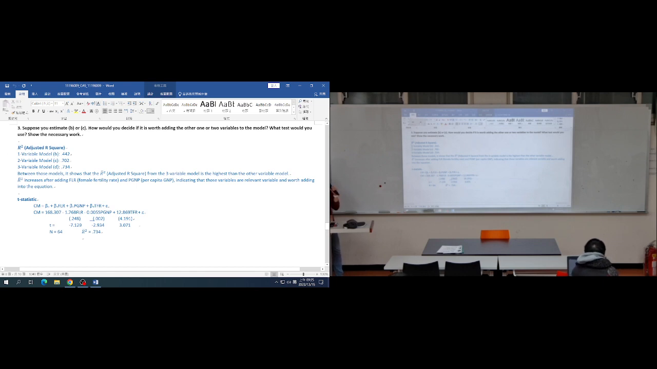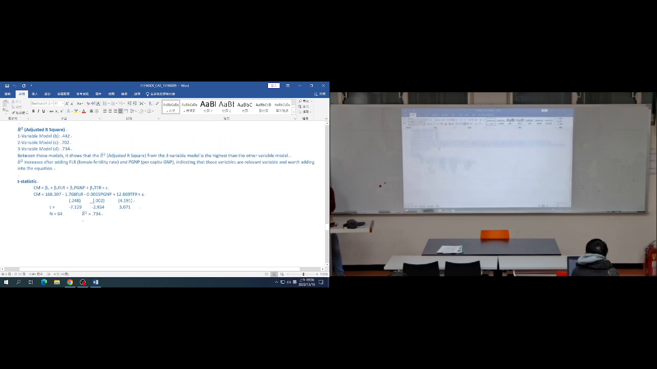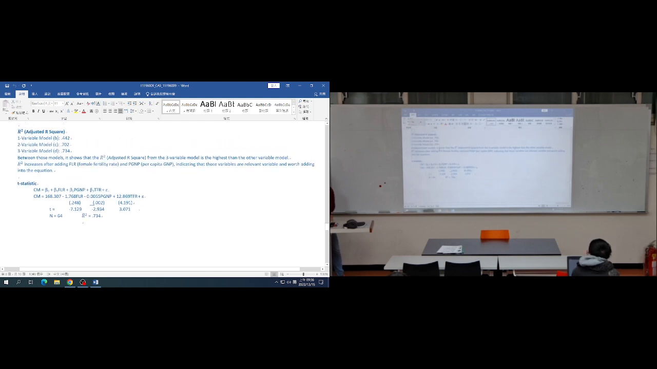From the one independent variable model, we have an adjusted R square of 0.442, for the two variable model we have 0.702, and for the three variable model we have 0.734. Between those models, the adjusted R square from the three variable model is the highest among the others, indicating that those variables are relevant and worth adding into the equations.